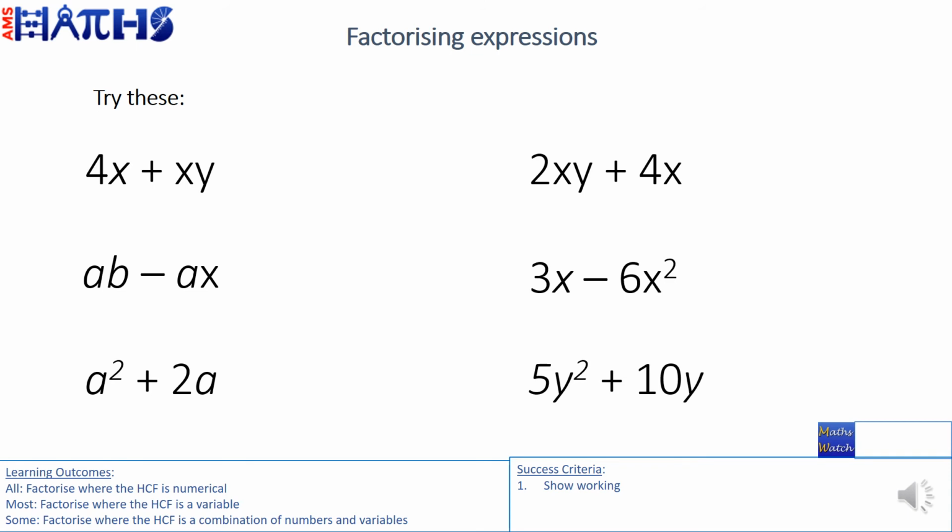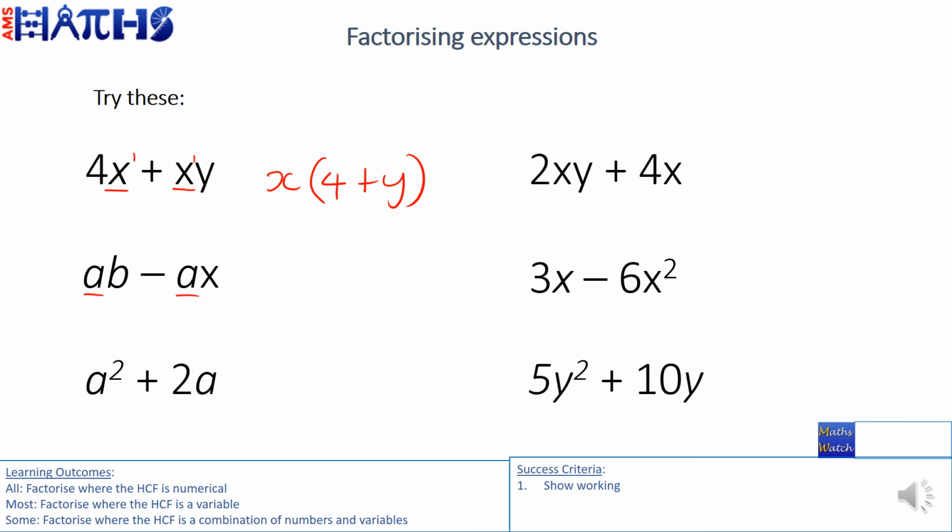Okay, for our first question, our common letter is x, so we just find the letter with the smallest power, and that is just x. So our highest common factor is x, and then we open bracket, x times 4 gives us 4x, and x times y gives us xy. That's our answer.